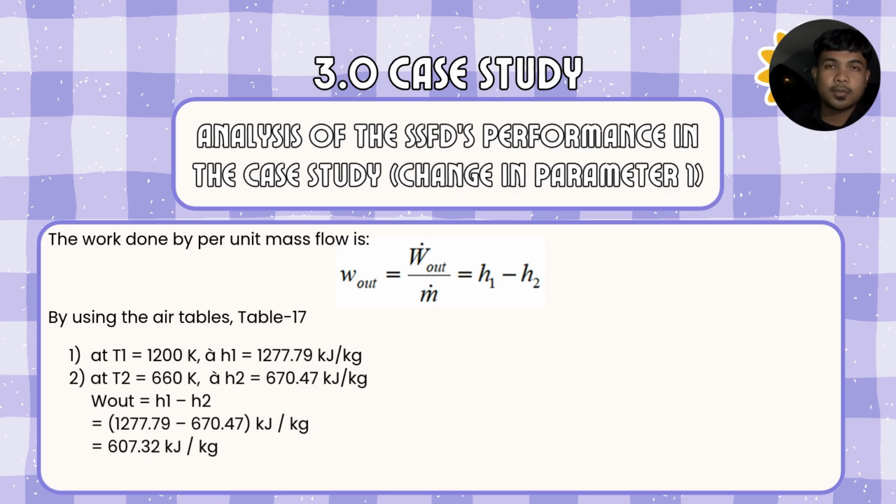W out equals 1277.79 minus 670.47 equals 607.32 kJ per kilogram. This result shows the amount of energy converted into useful mechanical work for every kilogram of air passing through the turbine, which helps us evaluate the efficiency and performance of the system under the given temperature conditions.